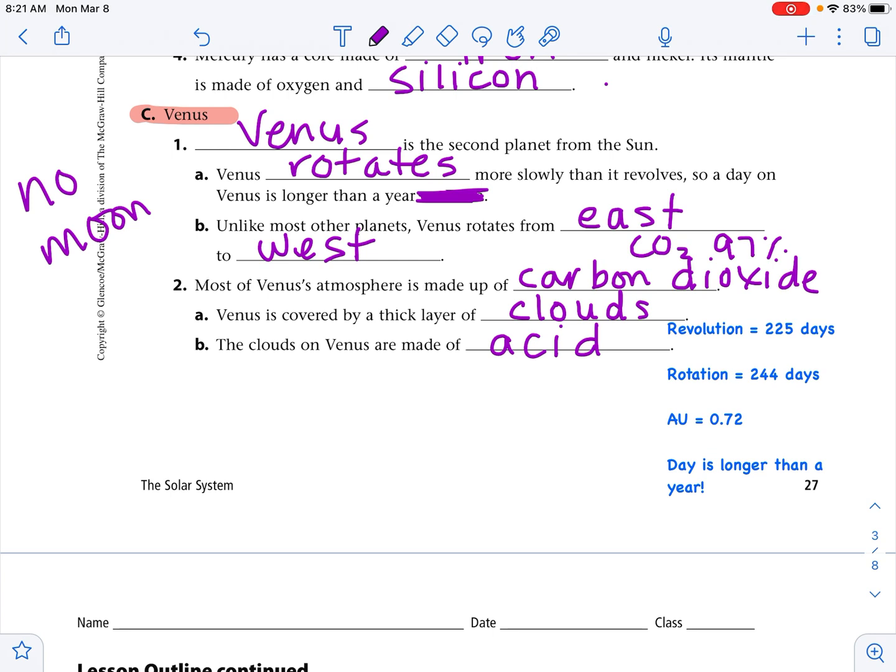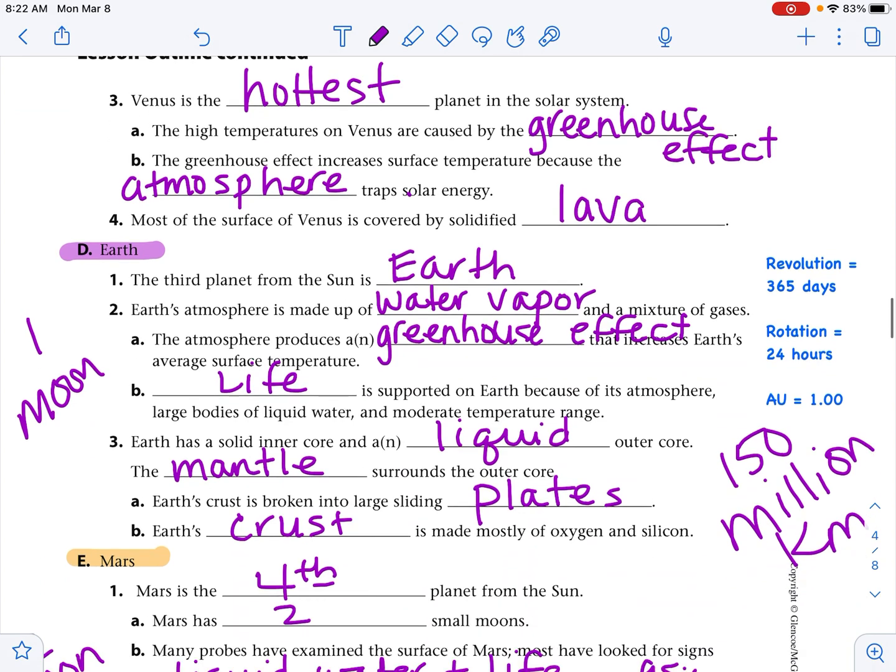All right, so let's take a look at Venus. Its period of revolution is 225 days. That's how long it takes to make one all the way around. But then look at its rotation, 244 days. So its day is longer than its year. It rotates so slowly that its day is longer than its year. And the AU is 0.72. So it's less than 1 because this planet shows up before Earth.